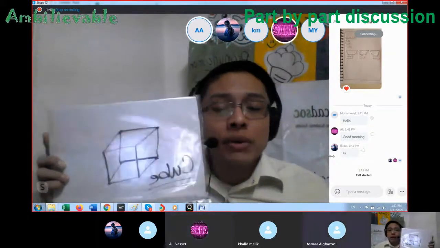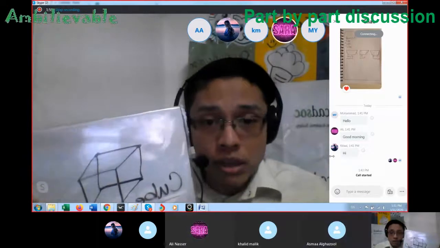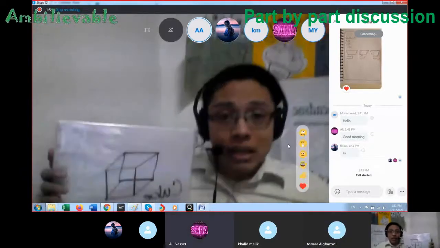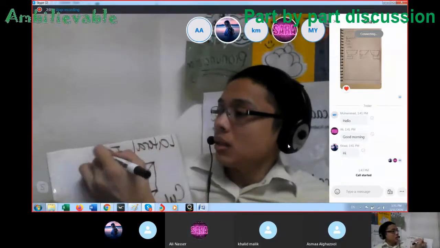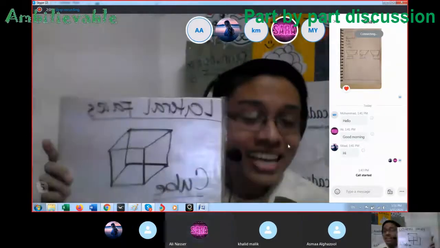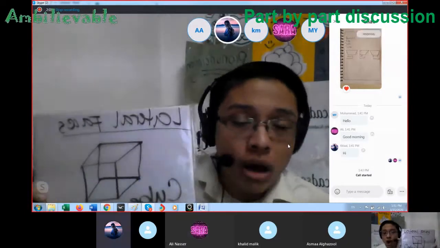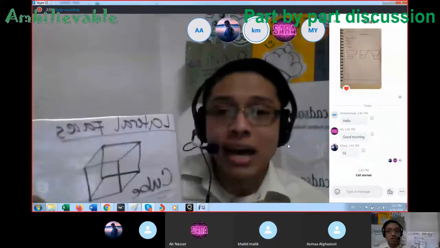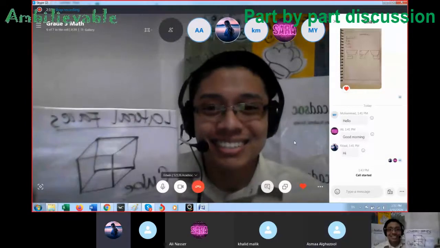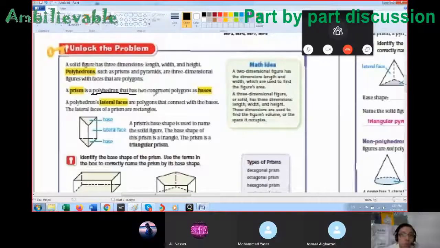Okay, now, what do we have to remember in a three-dimensional figure, a polyhedron? We are dealing with lateral faces. The lateral faces are the parts of a polyhedron where you open that shape. We talk about a prism, which is a polyhedron that has two congruent polygons as bases. Like, for example, if it is a cube or if it is a rectangular prism.